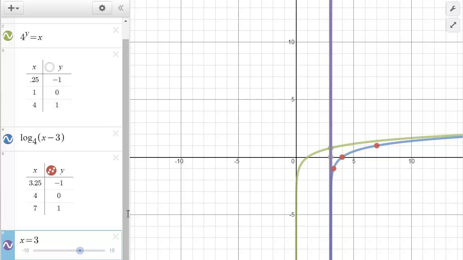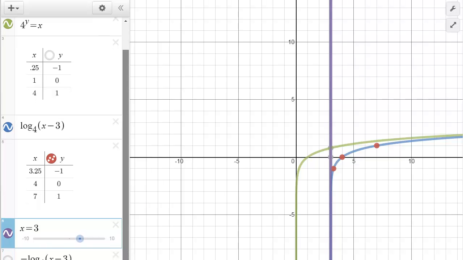Now, what would you suspect is going to happen with the function f of x or y equals negative log base 4 of x minus 3? So once again, we've changed our parent function. We'll reflect it over the x-axis. So the x values will stay the same, but the y values will be reflected.